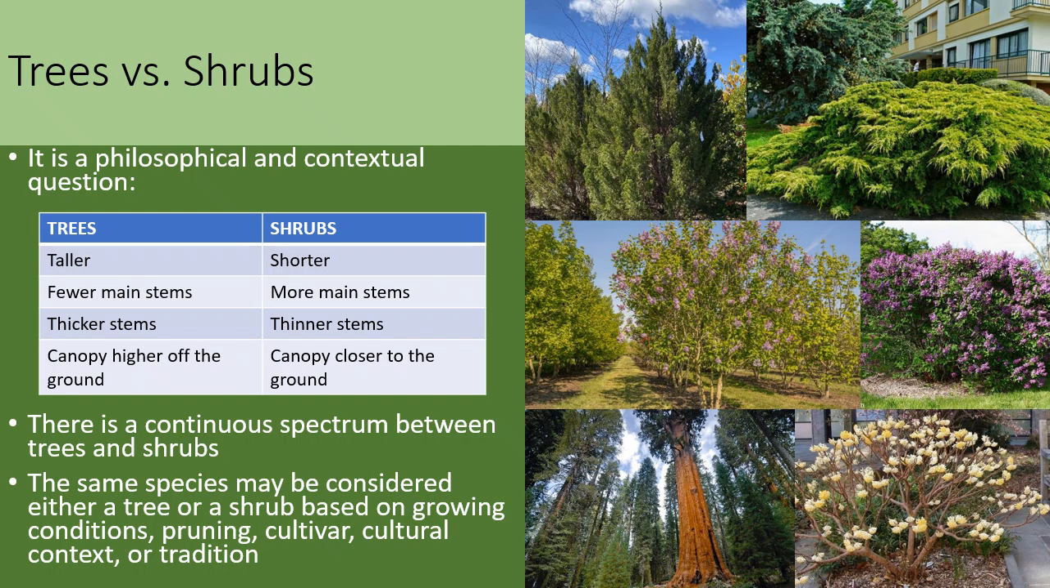So, there are certain areas in the world where certain species are grown with a single trunk, like a tree, and in other areas of the world, they're grown more as a shrub. A good example would be cherry laurels in Europe. Cherry laurels are often grown as a tree. In the United States, we like to use them for hedging, so they're more often grown as a shrub. So there's some variability there. Culturally as well.